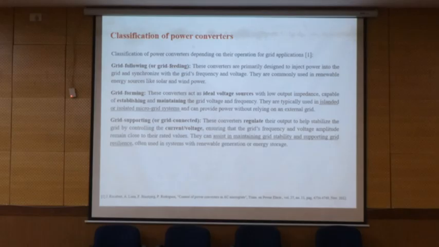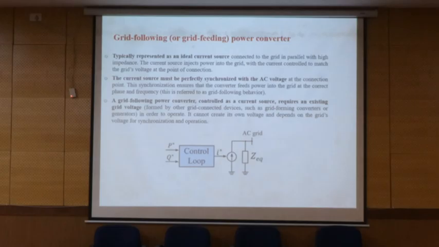So now it's important that you get the difference between these three categories, because lots of people make the mistake between the grid supporting and grid following, or grid connected and grid following converter. So this is the structure for the grid following or grid feeding power converters. Basically the model is working like a current source with a parallel impedance, and this impedance is quite big. Does anybody know why it is big?